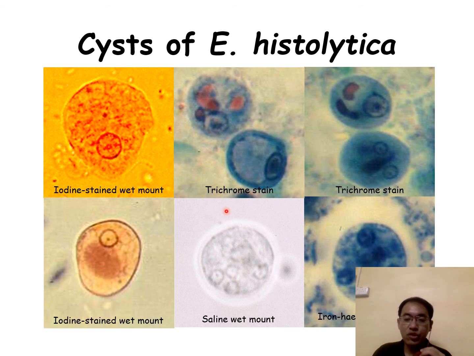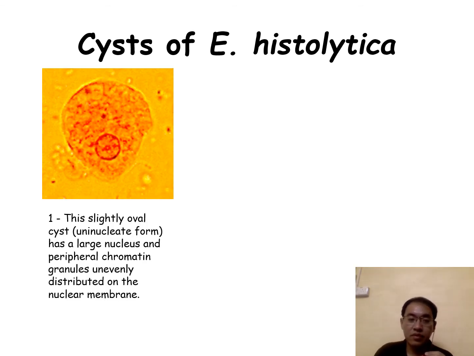Okay, this slide shows various cyst forms of the parasites. They can be stained by iodine, trichrome, saline wet mount, or iron hematoxylin stain. Okay, this is the iodine stain sample. So this cyst is slightly oval. There's only one nucleus, and there's a central karyosome with peripheral chromatin.